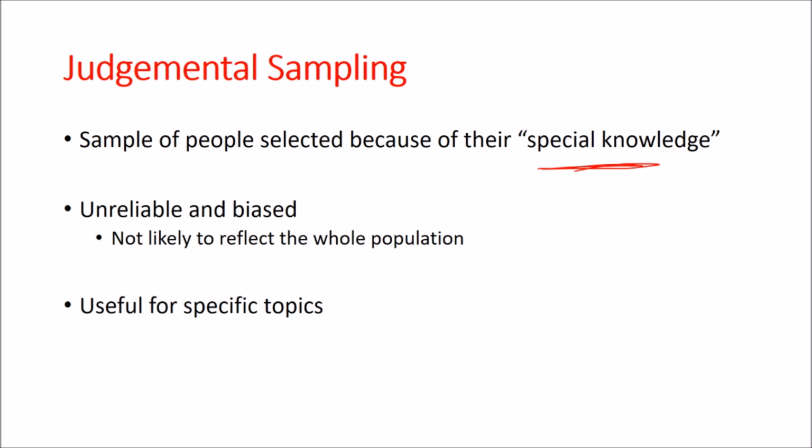So if you wanted to understand how to fix electricity around your house, you definitely ask people who are electricians, for example. So judgmental sampling is only useful if you're trying to find out specific knowledge, but it's not fair, and it's biased, and you can't use this to generalize a bigger population.